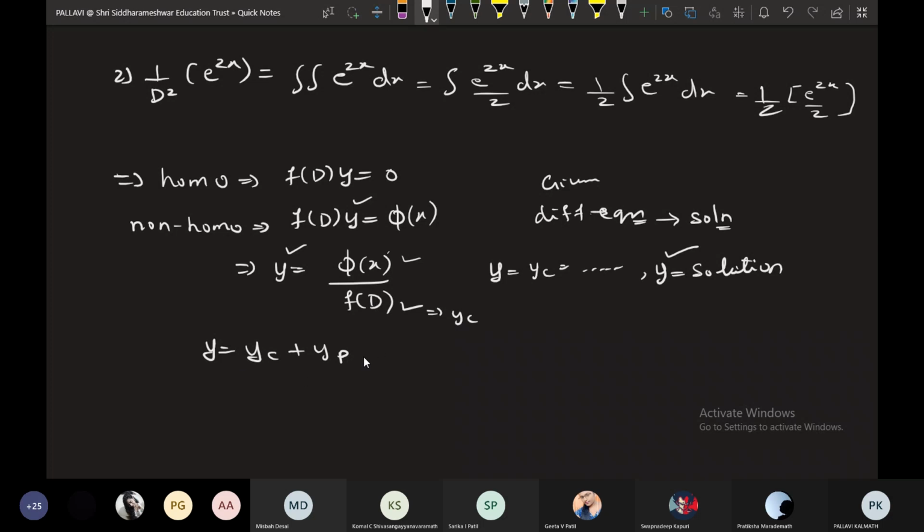So this is also known as what? Yp is known as the particular integral, and this is the complementary function. Whenever you have a non-homogeneous equation, your solution y will consist of both yc and yp, right? So y is phi of x, the standard, right? Now you can find out how your phi of x will be.